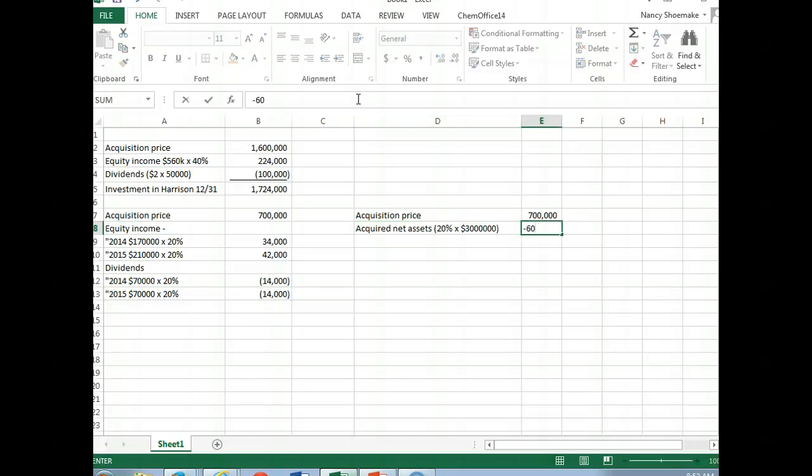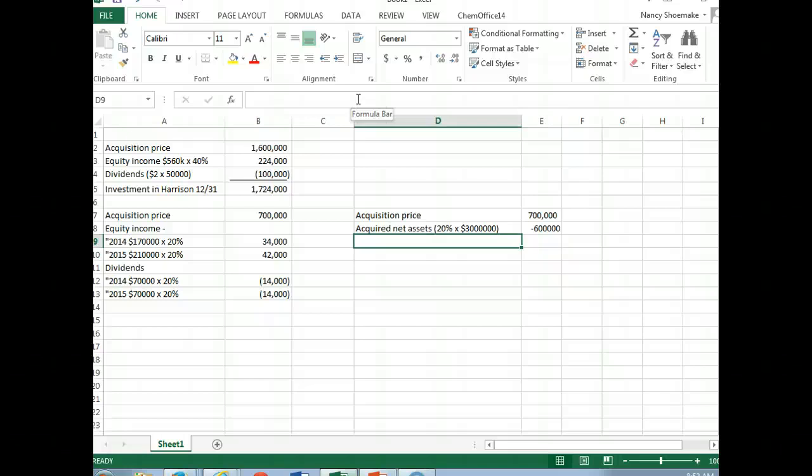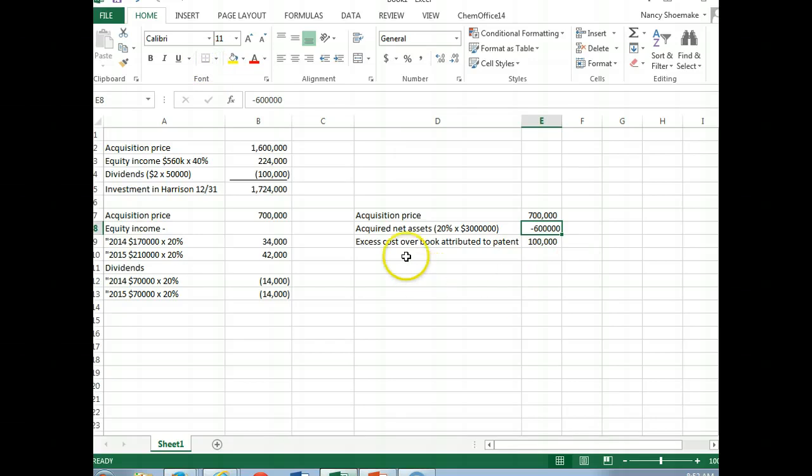600,000. So, the difference. Do you see what I'm saying? Why would we pay more for a company? It's because there is something more in there. So the excess cost over book that is going to be attributed to the patent is the 100,000. Then from there, patents have limited lives.